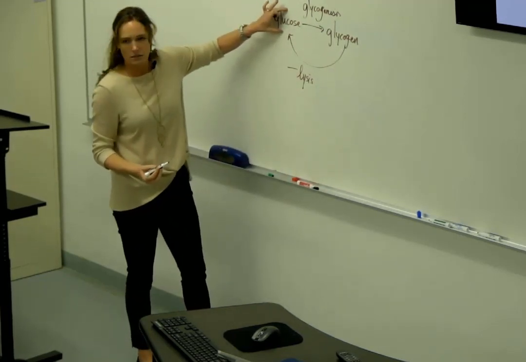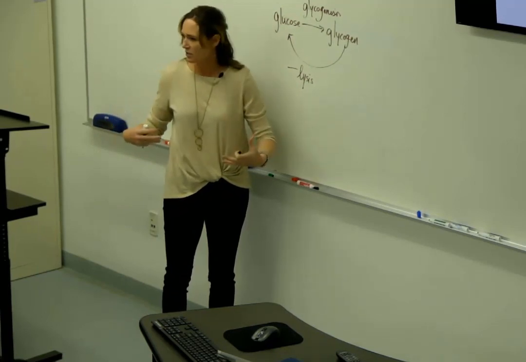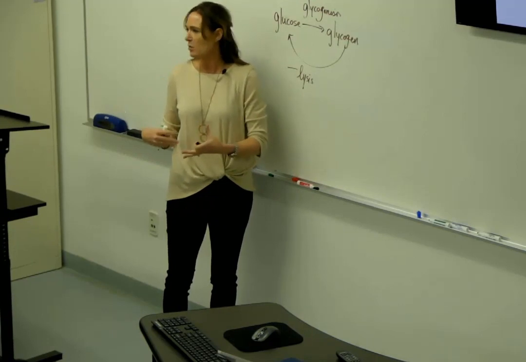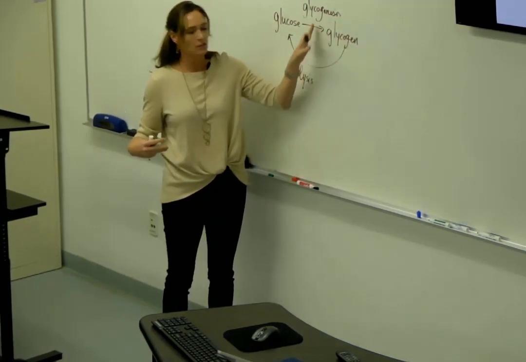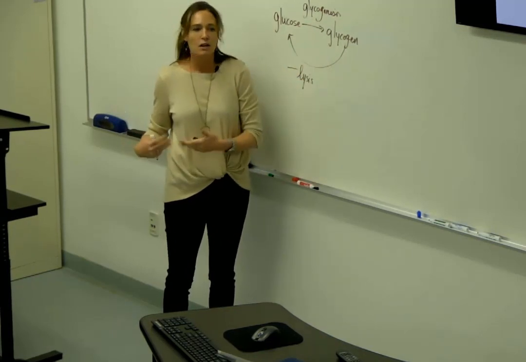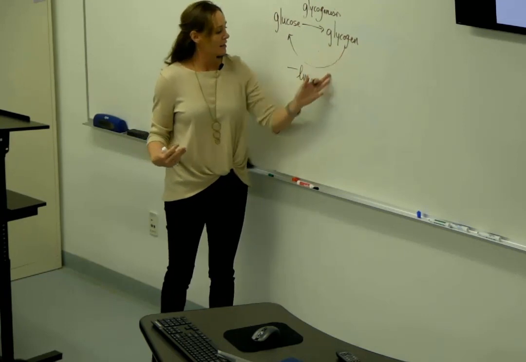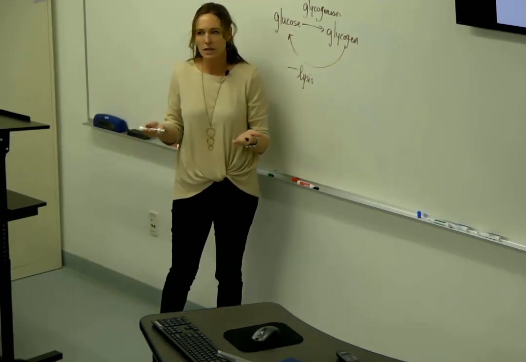Glucose is what we eat. It goes to our cells with the help of insulin. If we have extra glucose, our liver says, maybe we should save some for later. So we'll make it into glycogen, which is the storage form in the liver. And then we're sitting here in class for a couple hours, getting a little hungry. So then glycogenolysis takes place and we can keep our blood glucose levels up.